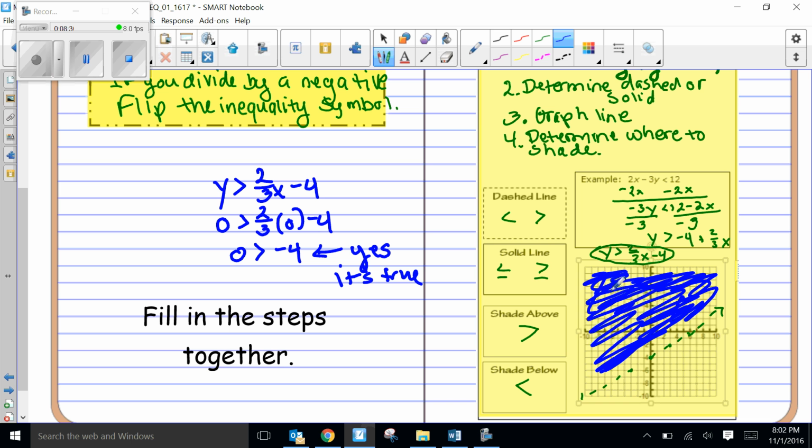Okay, so to determine where to shade, we're going to plug in an XY value. And then your last step was actually to shade. And once you shade, you're finished. So this here represents y is greater than 2/3 x minus 4. Okay, so this foldable should be finished. Make sure you have it in class tomorrow to complete your assignment.